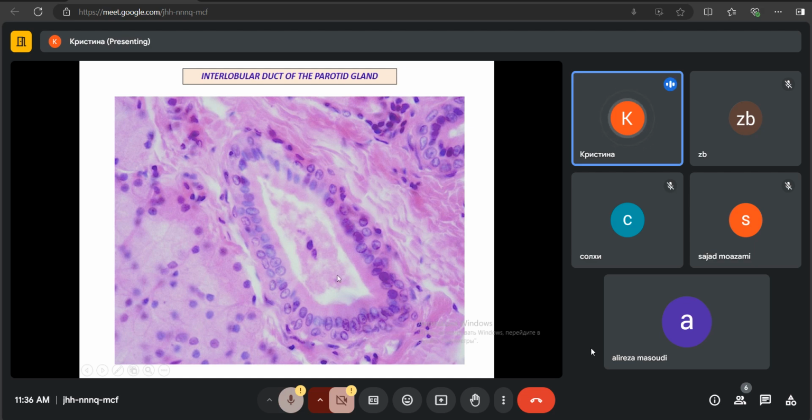We see something inside the duct. This can be the saliva. The saliva in the parotid gland contains a lot of proteins because the parotid gland is composed of protein-producing cells. So it can be slightly eosinophilic in sections because proteins are usually eosinophilic.